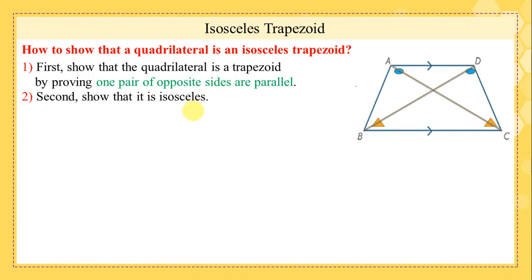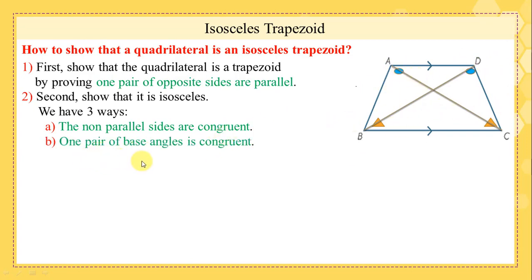Second, show that it is isosceles. How to show that it is isosceles? We have 3 ways. A, the non-parallel sides are congruent. If we prove that AB is equal to DC, the non-parallel sides, then this trapezoid is isosceles.